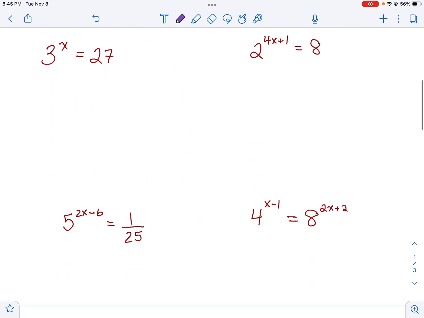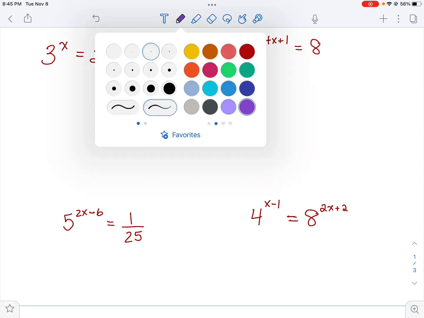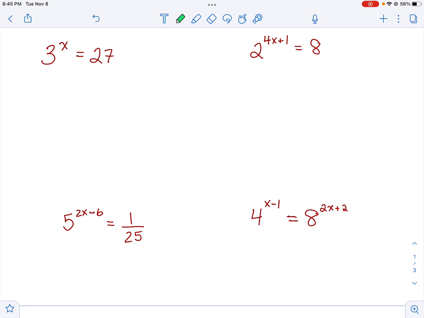Okay, so let's try it with some crazier questions. Okay, so we have 3 to the power of x equals 27. Here our bases are not the same. So your first goal is to make the bases exactly the same. So could we turn the 27 into 3 to the power of something? Yeah. 3 to the power of 1 is 3. 3 to the power of 2, whoops, just kidding. 3 to the power of 2 is 9. 3 to the power of 3 is 27. That's what we were looking for.